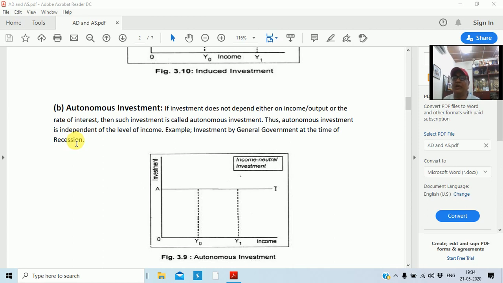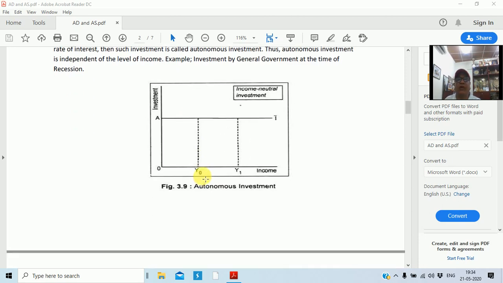How will the push be given to the economy? Through investment by the government, and that investment has nothing to do with income. So what type of investment is it? Independent investment, and anything which is called independent is autonomous. That's why this investment is called autonomous investment.